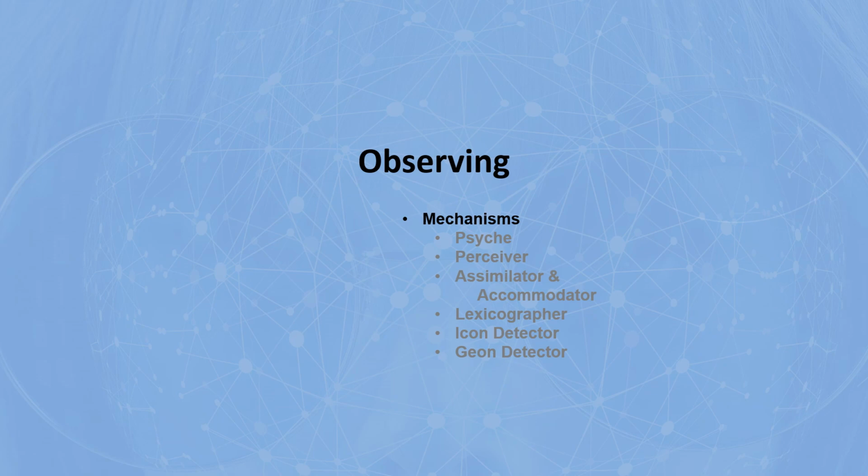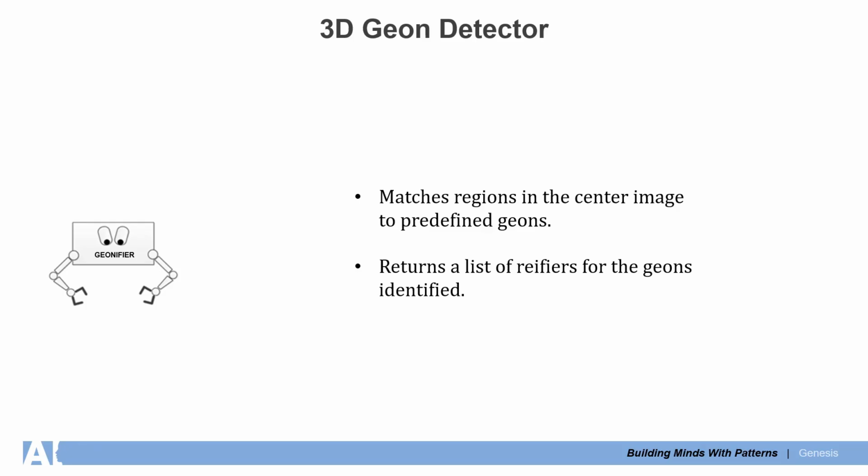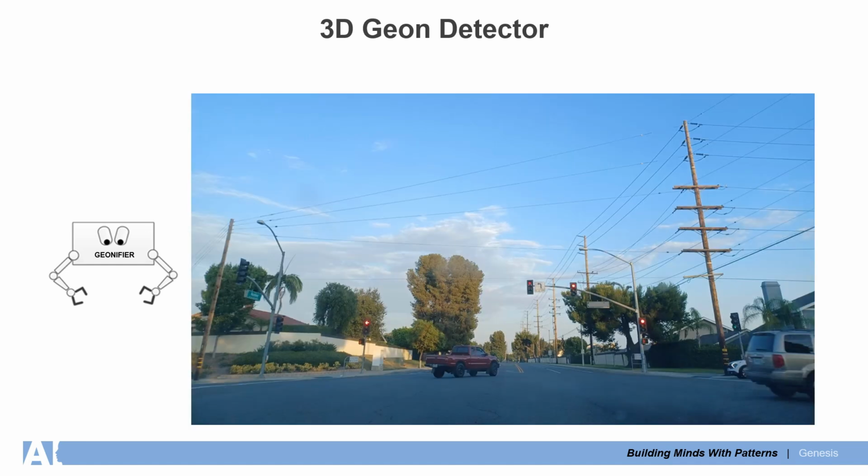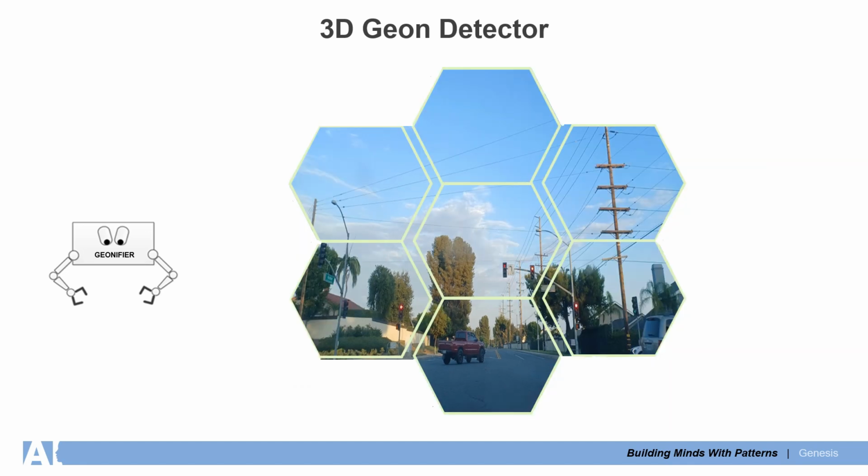Similar to the 2D icon detectors, we have a 3D geon detector. The 3D geon detector matches regions in the center image to predefined geons and returns a list of reifiers for the geons identified. The perceiver sends a request to detect geons in a 1-second video clip. The geon detector retrieves the first frame of the video clip and partitions it into 7 hexagonal sections. The center of the honeycomb is used to detect the geons.